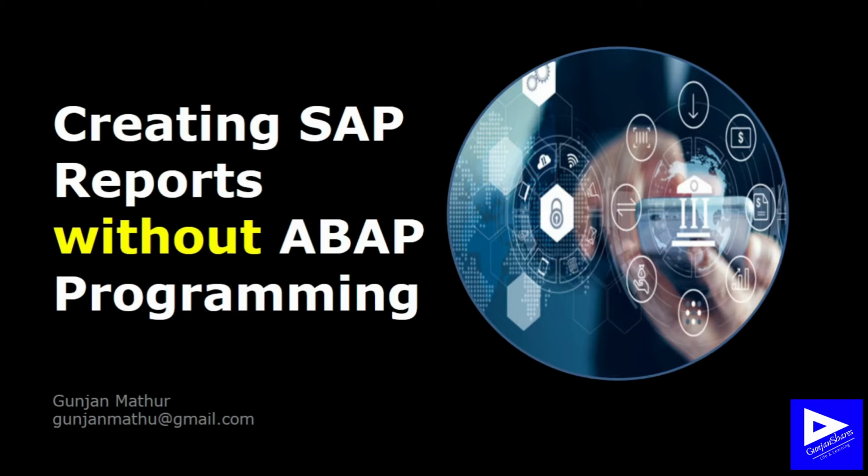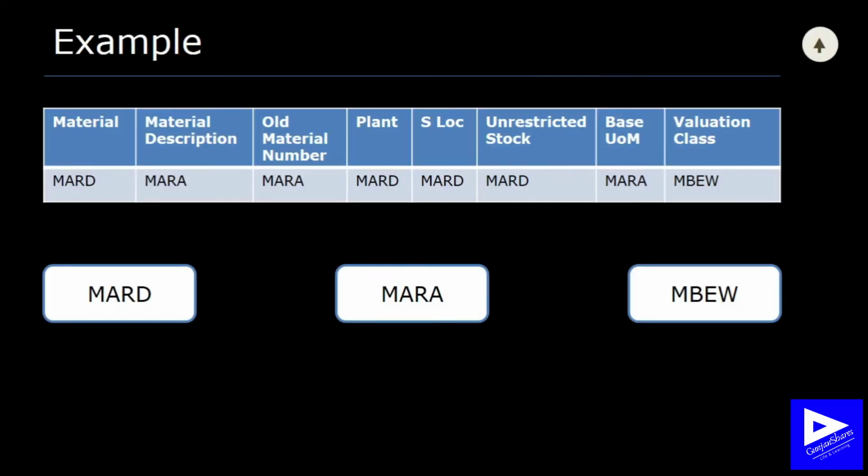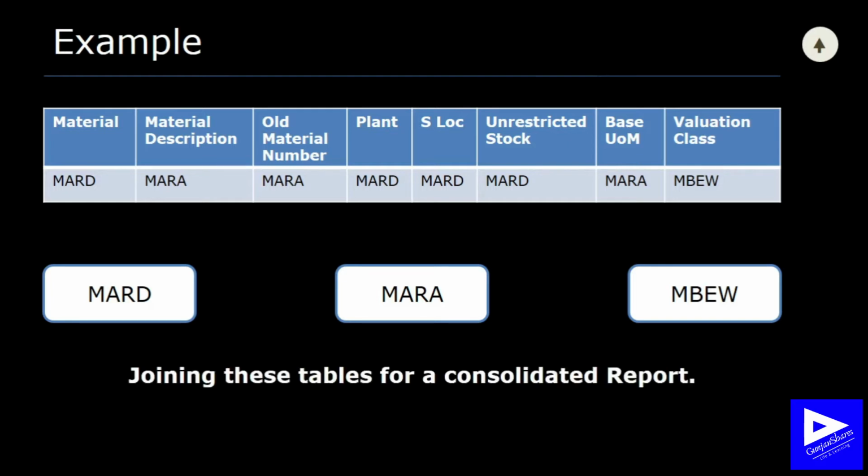For the purpose of today's video, we will be creating an SAP report with the fields material, material description, old material number, plant, storage location, unrestricted stock, base unit of measure and valuation class. If you look at this SAP report template very carefully, you will identify that there are multiple tables involved to create this report. The tables are MARD, MARA and MBEW. So the task for today's video is to fetch data from these tables and join the data into the form of a consolidated report.